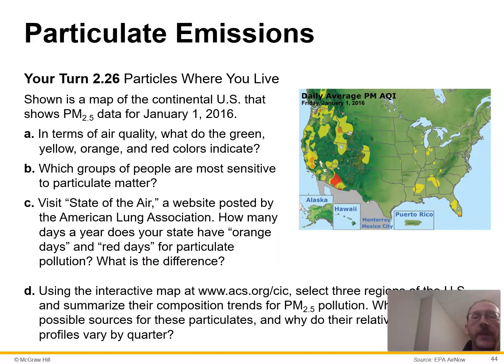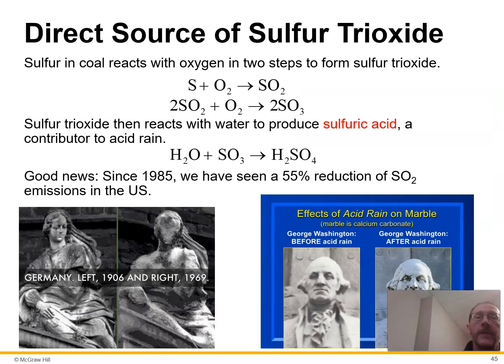I'm going to skip through this, but you can look at that on your own. But I did want to talk about acid rain. So sulfur is a component of coal, and coal mined in some areas has more sulfur content than coal mined in other areas.